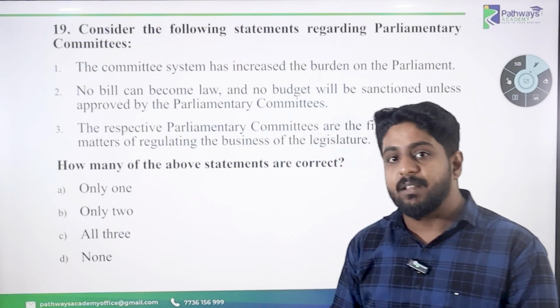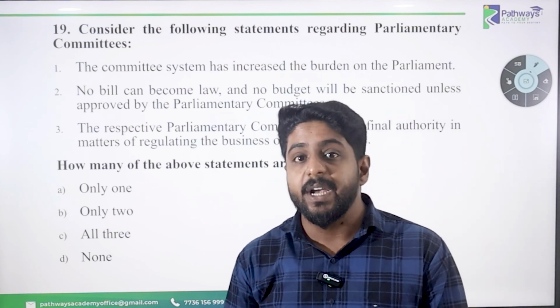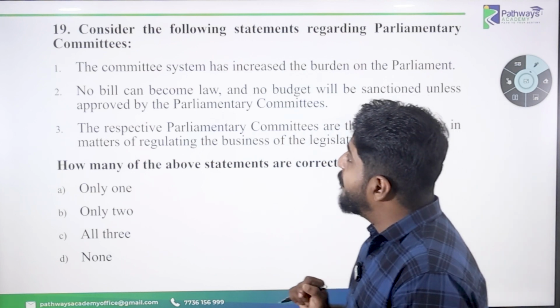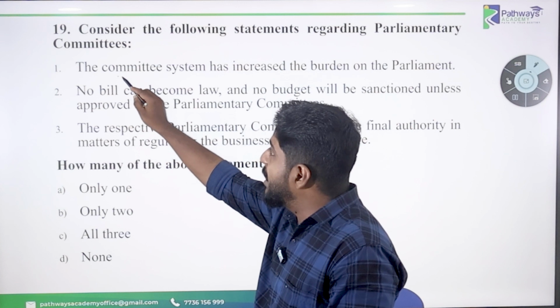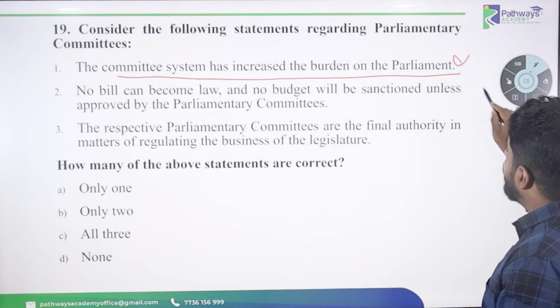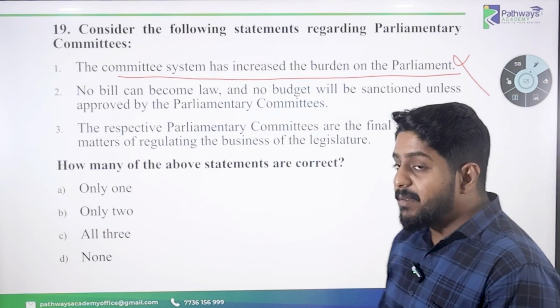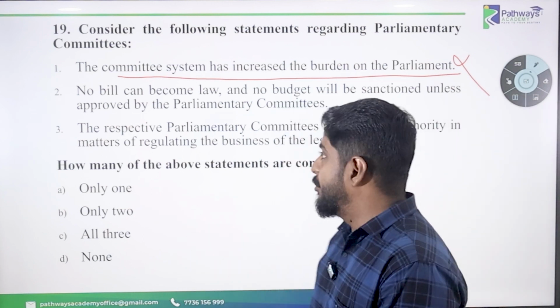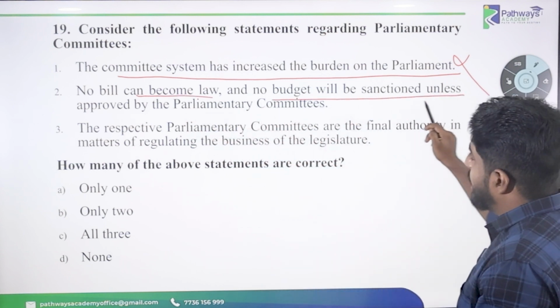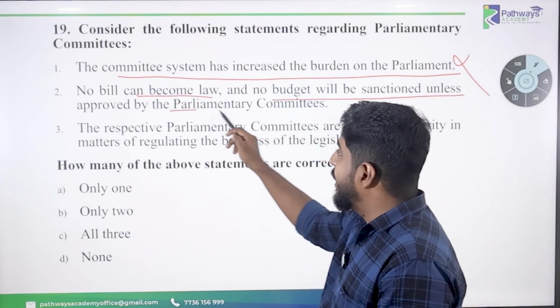Ad hoc committees are there, standing committees are there. So there are different parliamentary committees. Now, what is the role of parliamentary committee? Statement number 1 says the committee system has increased the burden on the parliament. Not at all. The committee system is reducing the burden of the parliament. No bill can become law and no budget will be sanctioned unless approved by the parliamentary committee.